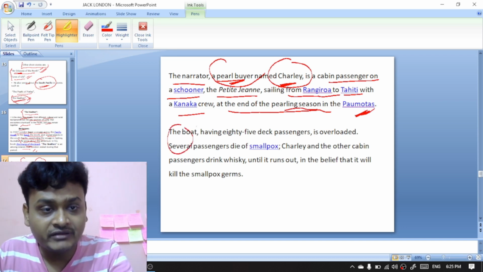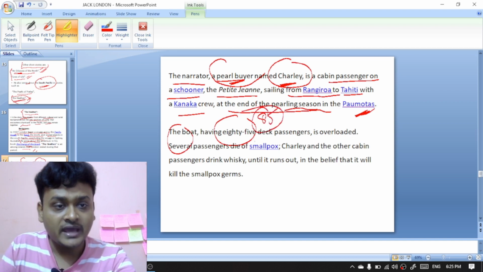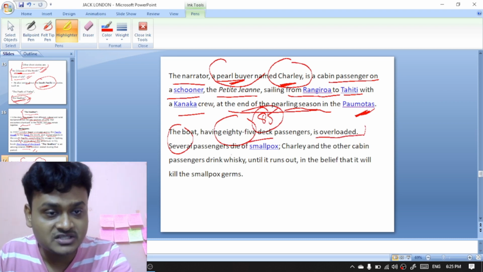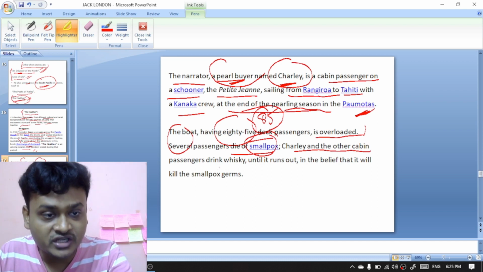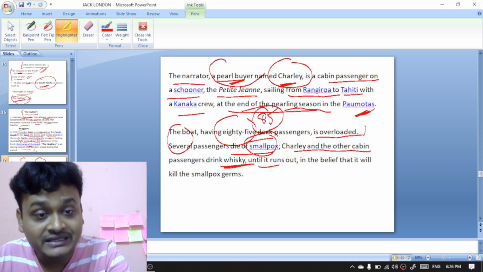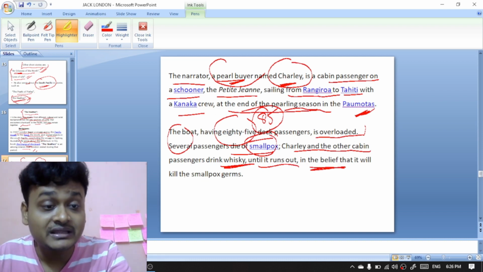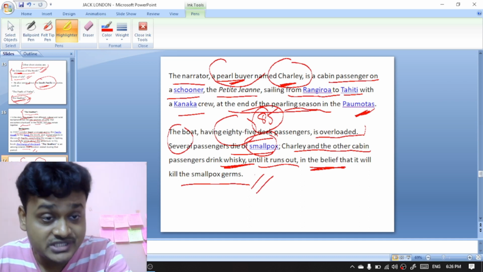The boat having 85 deck passengers is overloaded, and several passengers die of smallpox. I said earlier that it was 58, but it was 85. Charlie and the other cabin passengers drink whiskey until it runs out, believing that it will kill the smallpox germs. That's why they were drinking whiskey.